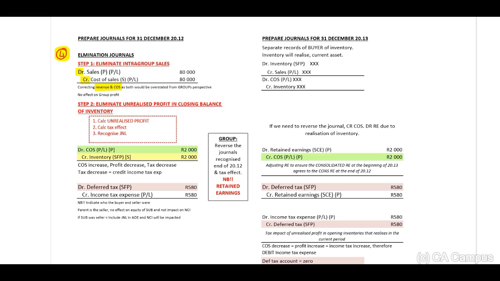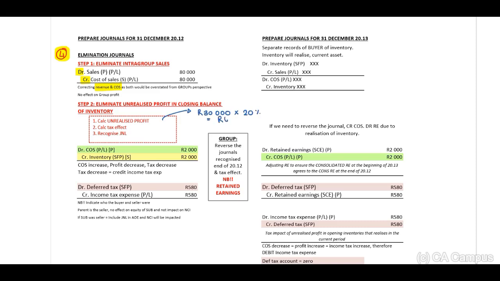Right, now, in terms of our amounts, we need to calculate our unrealized profit. They've indicated to us that there's 30,000 inventory on hand times 20%.